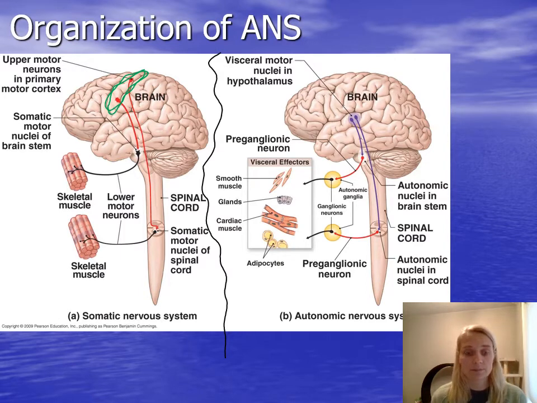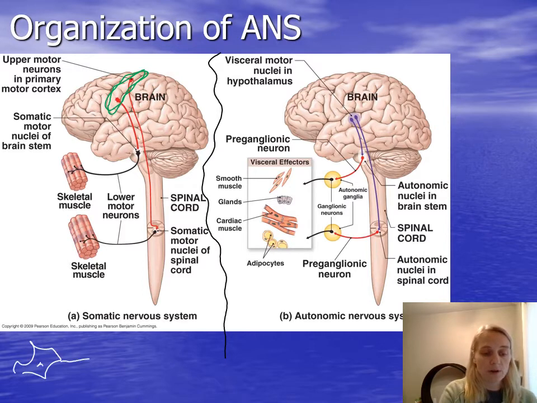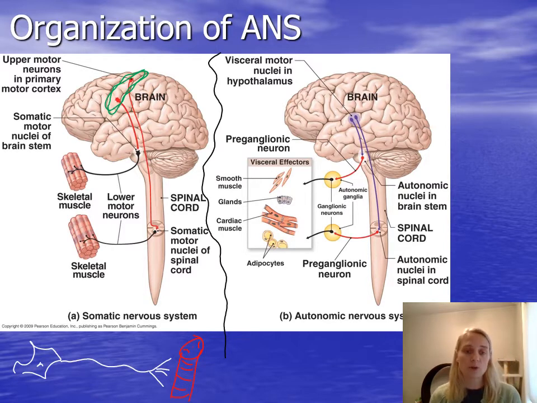So remember our multipolar motor neuron fires and communicates to your skeletal muscle fiber. The skeletal muscle fiber contracts, right? So we have that pathway here. So it's a single motor neuron pathway from the central nervous system to the effector, in this case, the skeletal muscle fiber. So that's everything. Should be review, should be comfortable with that information.